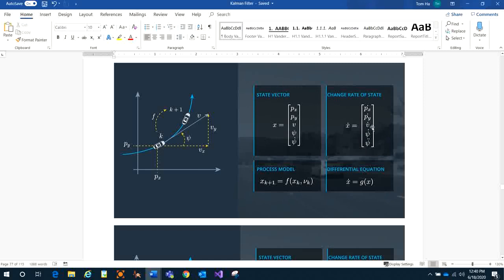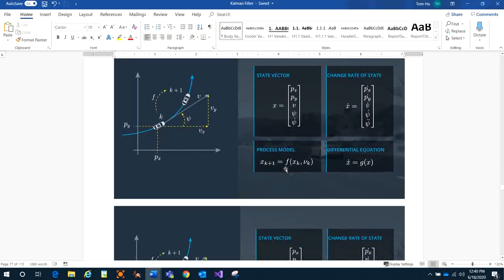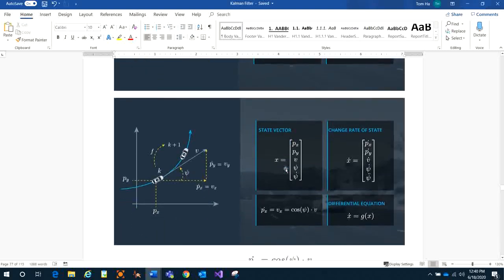So right now, how do we find the change of the state variable for each element, which depends on the state variable elements right here? For example, we have P_x dot. Looking at the picture, you can see P_x dot equals V_x. V has two components, V_x and V_y, right? So P_x dot, the rate of change of position, equals the velocity in that direction.